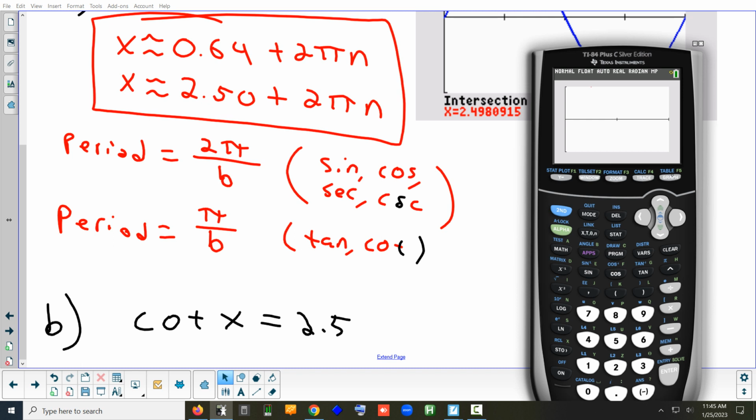Oh, I didn't set my window high enough. Remember, my window was -1 to 1 on the range, and I've got something up at 2.5. So I need to change it. What would be a good min and max for the range? 3 and -3. Yeah, -3 and 3. Now, there's my line at 2.5. And how many answers am I going to get per cycle? Just one.